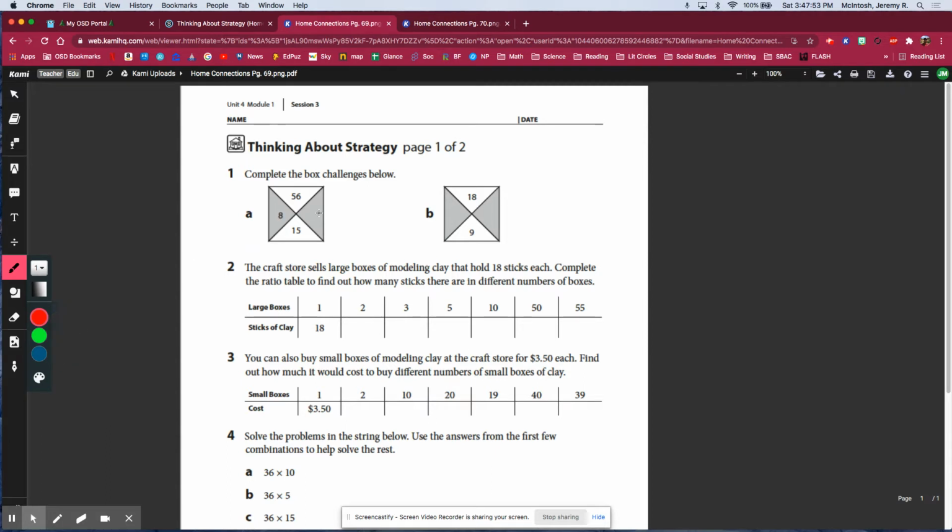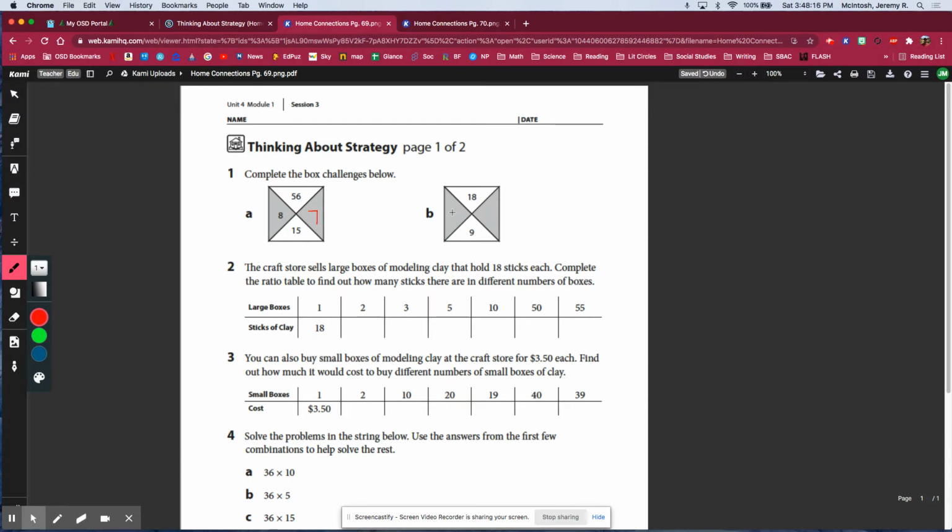And I know that 8 plus 7 is 15. And I also know that 8 times 7 is 56. Okay, so moving on to B. What two numbers, when I add them together, will equal 9? And what two numbers, those same two numbers, when I multiply them together, will equal 18?